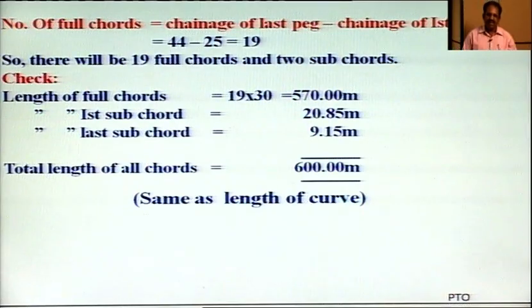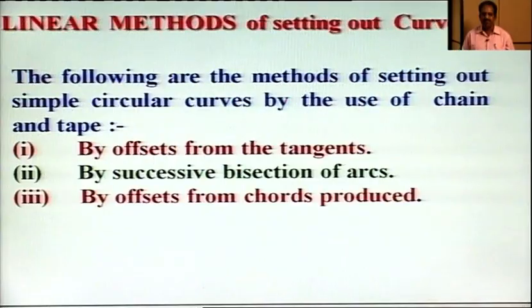So, we can check it. The length of the full chords, 19 multiplied by 30, becomes 570.00 meters. The length of the first sub chord we have just calculated is 20.85 meters and the last sub chord is 9.15 meters. When we add all these figures, it comes out to be exactly 600.00 meters, which is the same as the length of the curve, and we find our calculations are correct. In this way we can calculate various elements of the curve as given in the numerical problem.